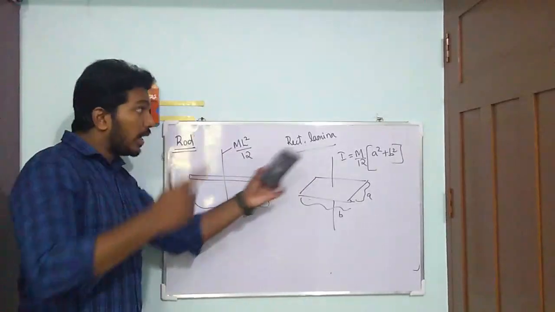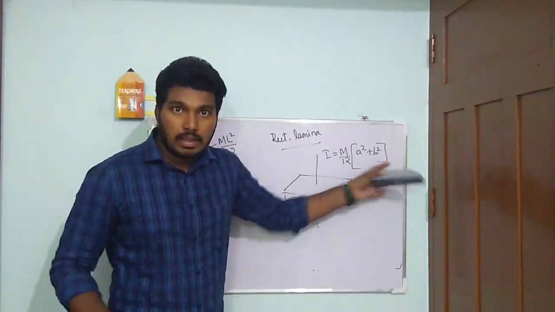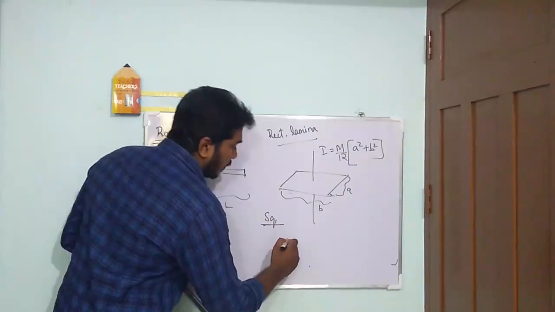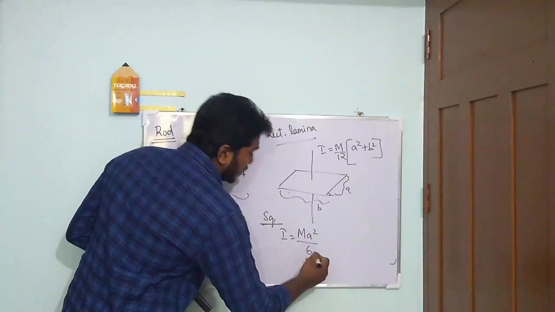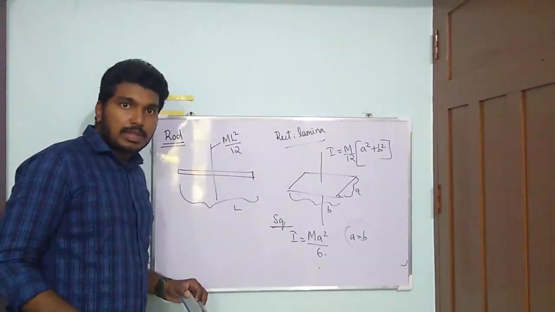Now suppose it is a square. If it is a square, what happens? A will be equal to B. For a square, so what will be the moment of inertia? It will be I equal to mA² by 6, because A is equal to B. Right?